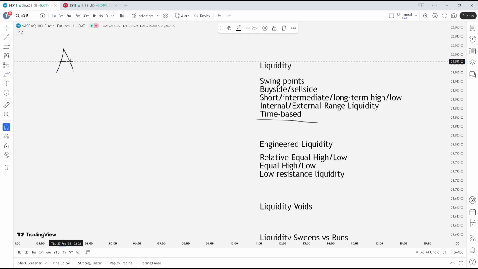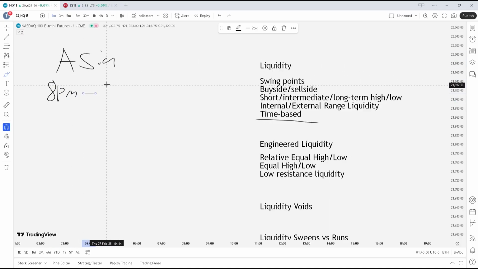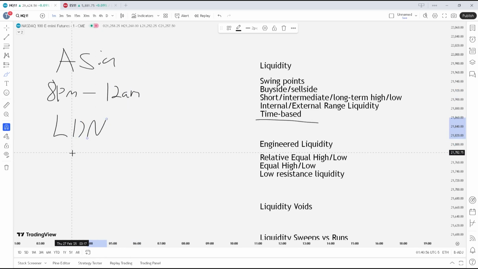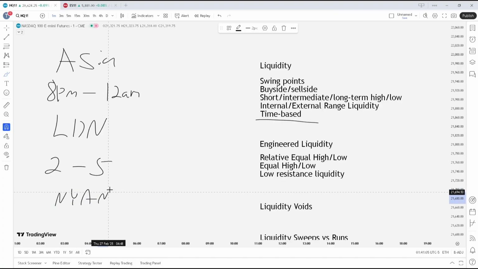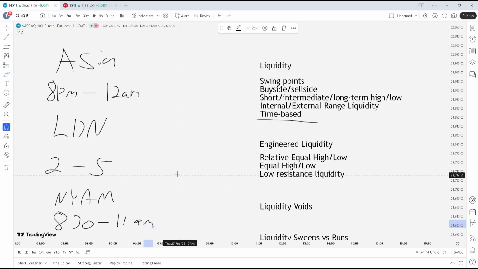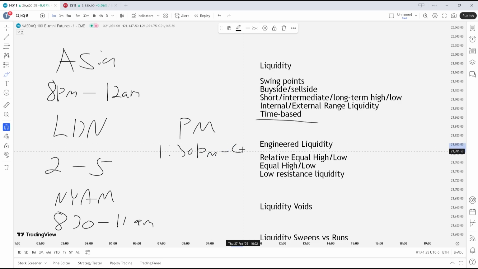We have Asia, and that is between 8 p.m. to 12 a.m. Right? We have the London session, that is between 2 a.m. to 5 a.m. And then we have the New York AM session that is between 8:30 to 11 a.m. And we also have the New York PM session, which is from 1:30 p.m. to 4 p.m.